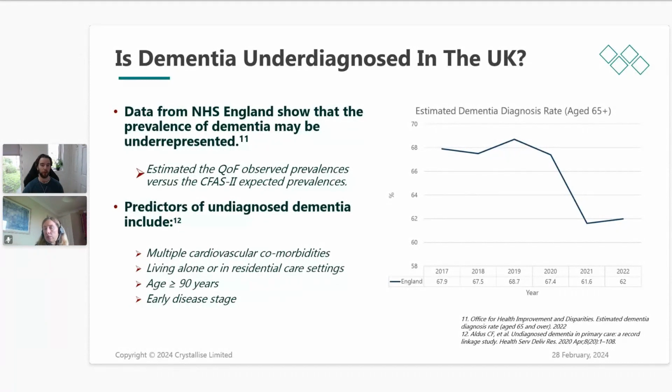The predictors of undiagnosed dementia are a number of factors: cardiovascular disease, comorbidities, people generally living alone and going undiagnosed, people much older being less likely to get diagnosed, and also at the very early stages, people just not getting diagnosed as a result of the mildness of how it presents.